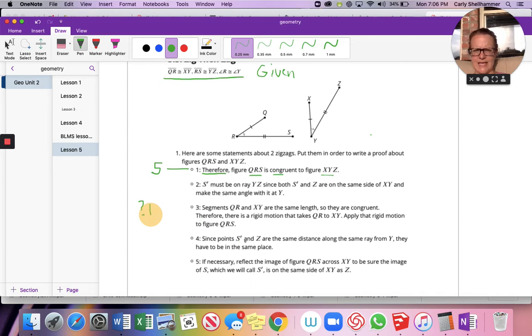Since points S prime and Z are the same distance along the ray from Y, they have to be in the same place. That one might be number 2. If necessary, reflect the image of figure QRS along XY to be sure the image of S, which we will call S prime, is on the same side of XY as Z. That actually could be number 2. One of those two.